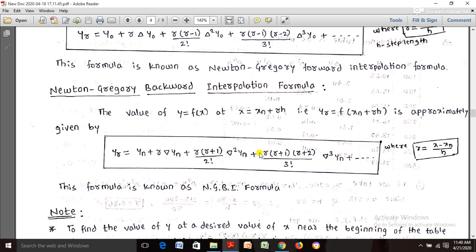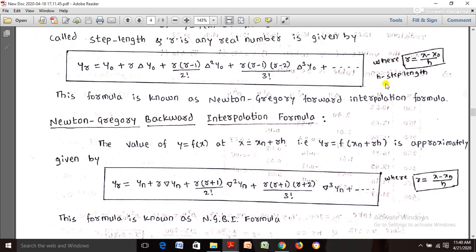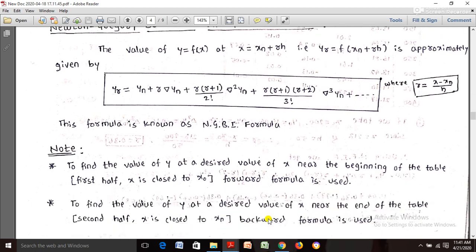The r formula is also different here. r is equal to x minus x naught for forward and x minus xn for backward. h is the same, no change. So this formula is known as Newton backward interpolation formula. These are the formulas.